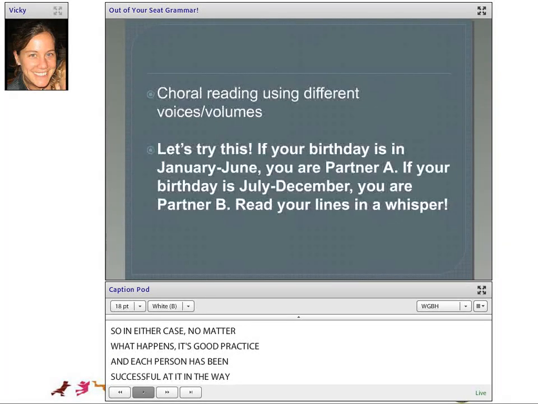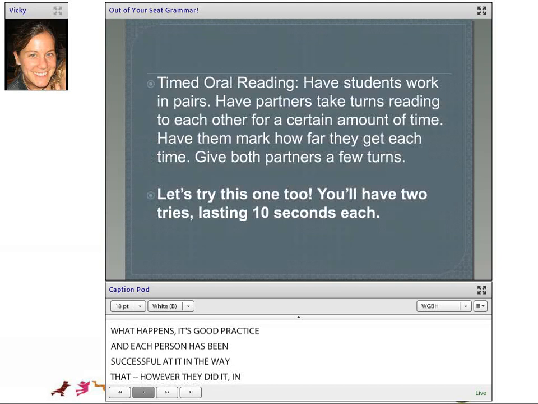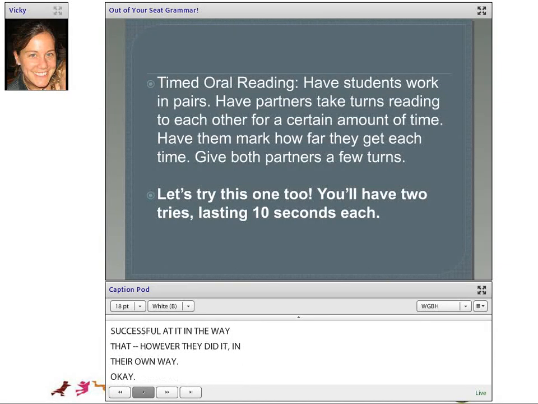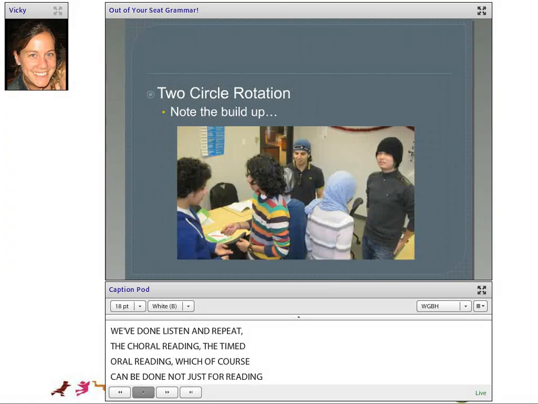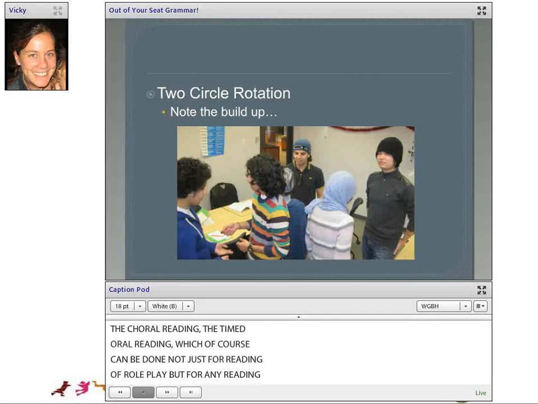Okay, we've done listen and repeat, we've done the choral reading, we've done the timed oral reading, which of course can be done not just for reading a role play, but really any reading that you're doing. And now let's try with our students the 2-circle rotation.